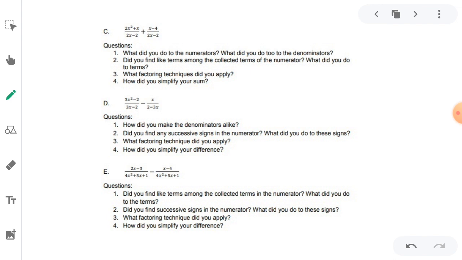Sa letter D and letter E, gusto kong kayo na yung magsagot dyan and then I want you to send your answer by messaging us dito sa ating page. I-message nyo lang po yung ating page dyan sa letter D and E together with your answers in the questions para ma-check ko kung tama.